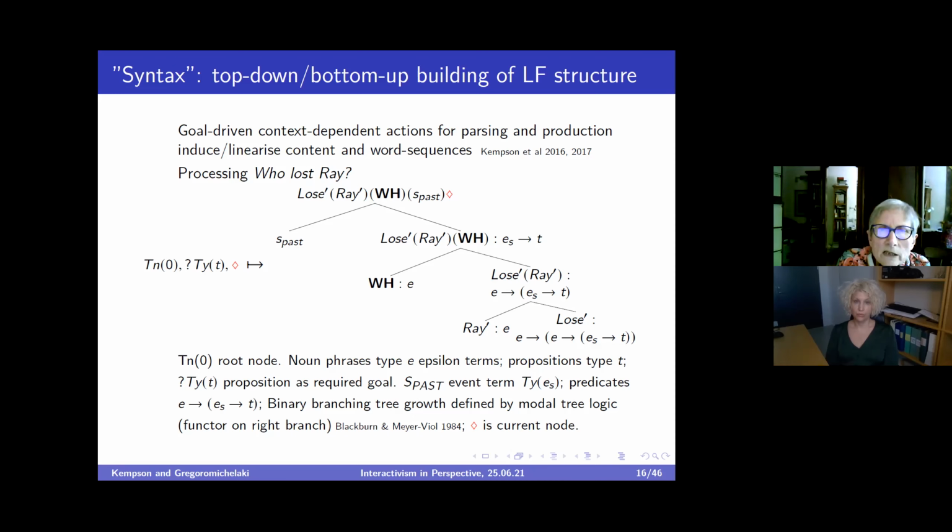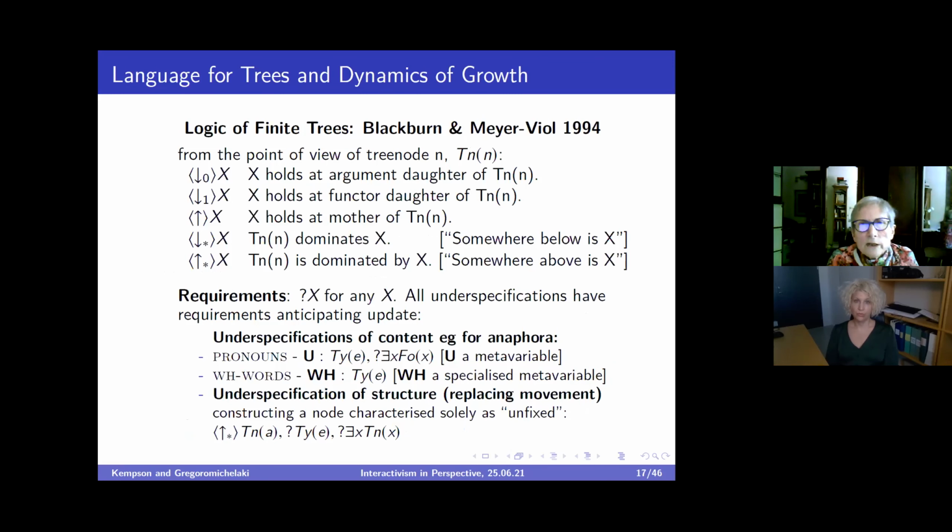And now let's see what this is. There's the logic of finite trees. This is the heart of what this system turns on. So it's a very simple modal logic, which is defined by, from any point in a tree node n, you can define what holds at your daughter. That's the down arrow. And we differentiate two of these, one for an argument daughter, down of me holds at an argument daughter, or you can say down of me at one node holds at a functor daughter.